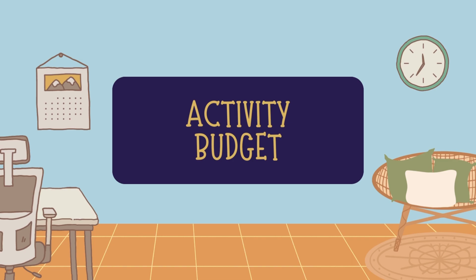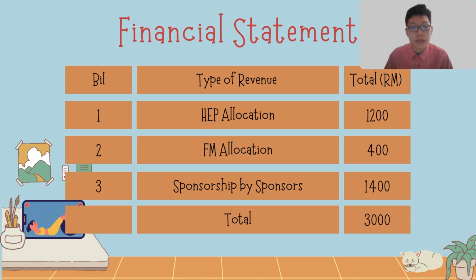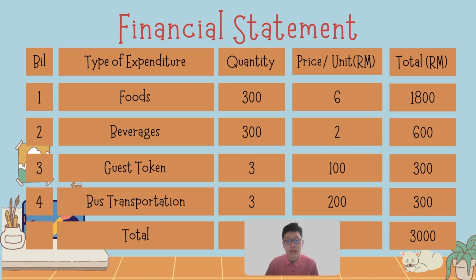The financial statement is as follows. For revenue, cash allocation for EP is 1,200 ringgit, allocation for FM is 400 ringgit, and sponsorship by sponsor is 1,400 ringgit, and the total revenue will be 3,000 ringgit. The expenditure is as follows: food 1,800 ringgit, beverage 600 ringgit, guest token 300 ringgit, and bus transportation 300 ringgit, and the total expenditure will be 3,000 ringgit. Total net profit from the event is 0 ringgit.